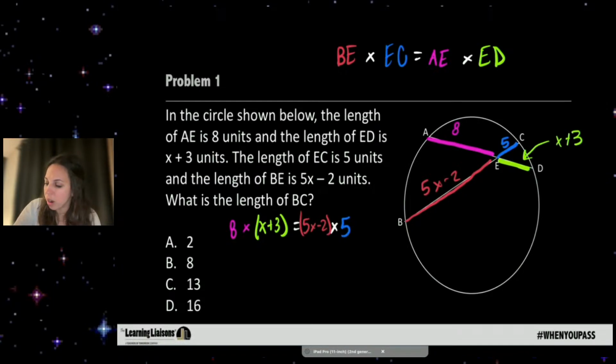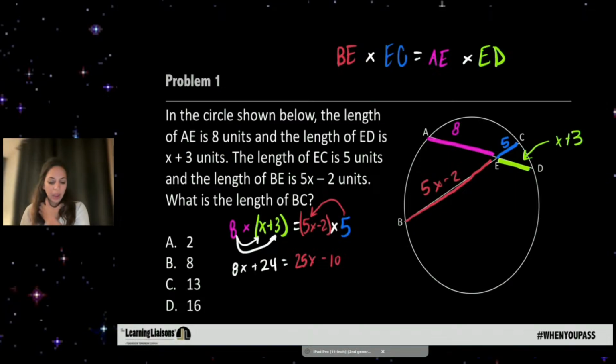Use my distributive property: 8x plus 24 equals 25x minus 10. Now I've got a very simple algebra problem that I'm going to finish solving. I'm just going to move my x's around so that all my x's are on one side of the equation. I'm going to move my constants around so that all my constants are on one side of the equation, and we're going to be done.